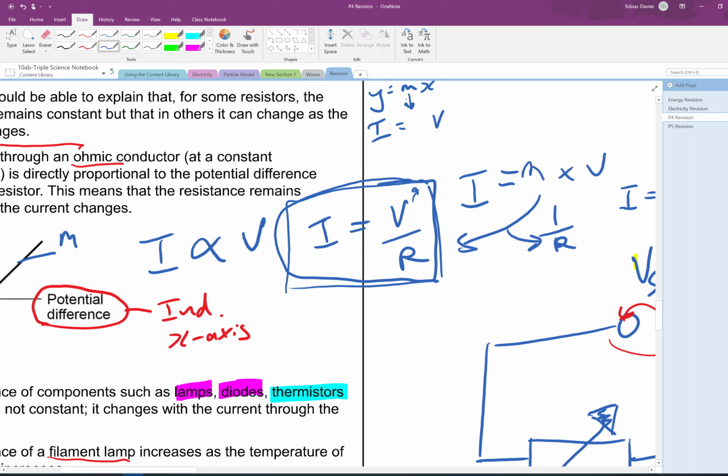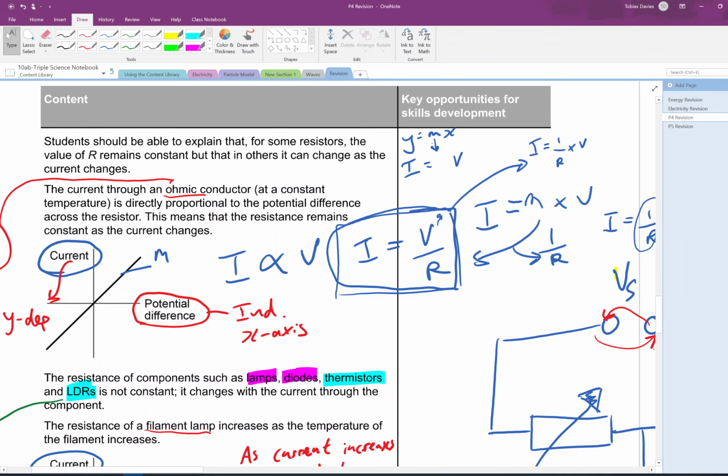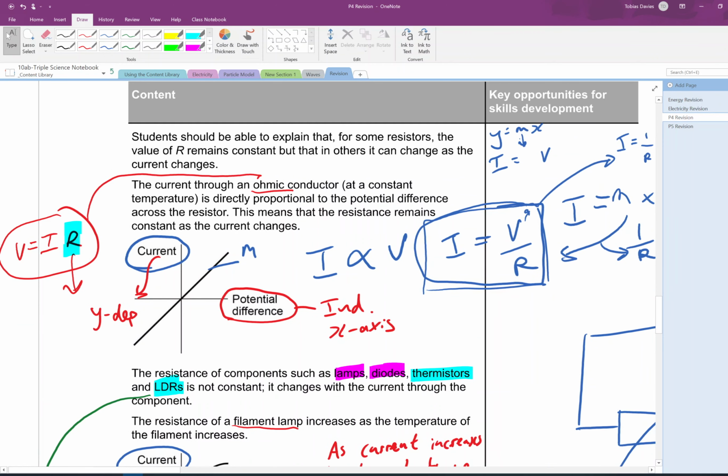Okay, so I could just put this equation here, I is V over R, as I is equal to 1 over R times V. And then it makes it look a little bit more like y equals mx plus c, but in writing it like that, we've just discovered that m is 1 over R. So the gradient of this line is 1 over the resistance.